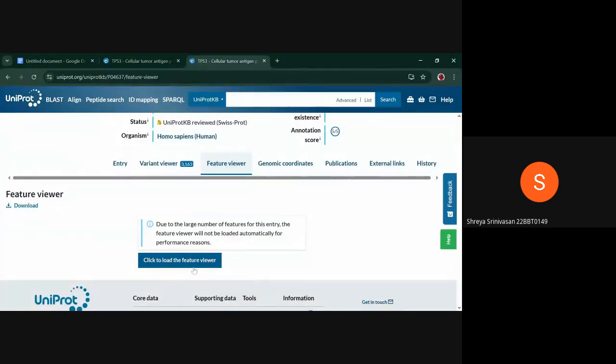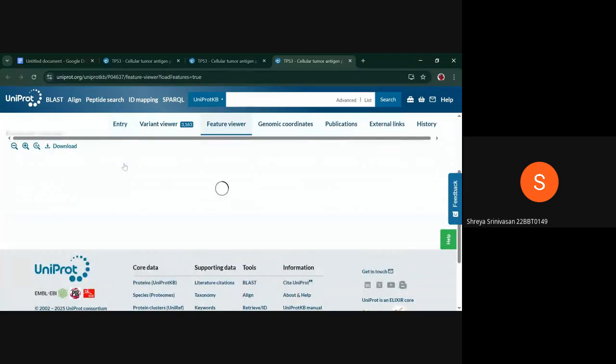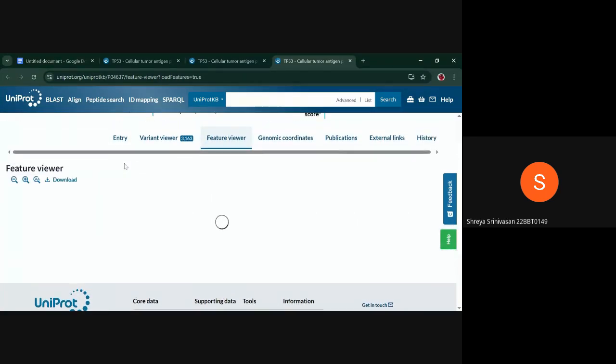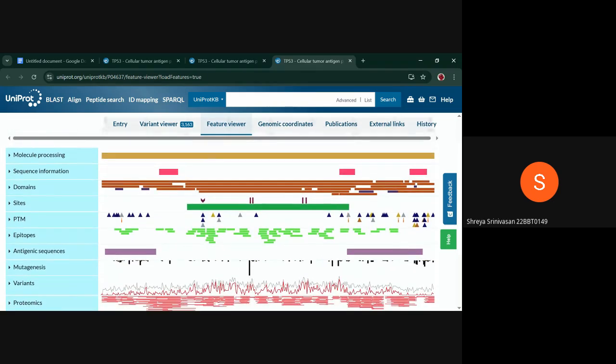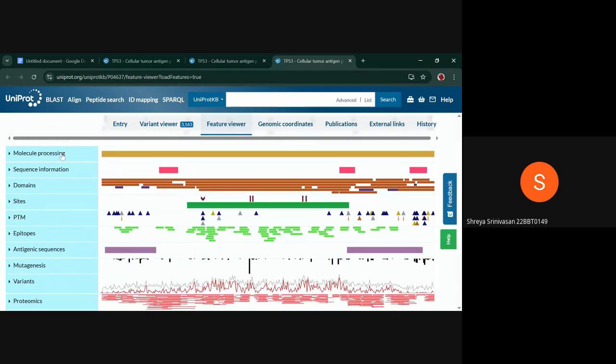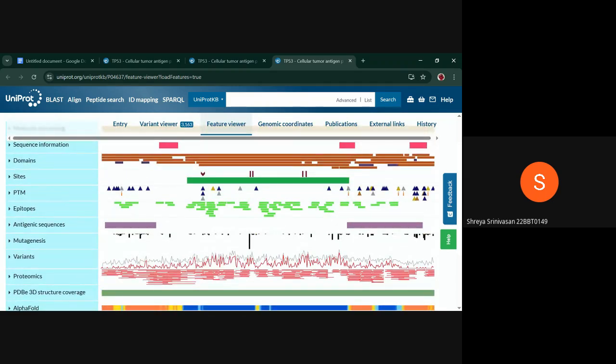Okay, again, we have a large number of features, but this has been represented in a much easier to understand manner. So you'll be able to understand what is actually being mentioned here. Now you have a lot of these over here, but we don't need all of them. We just need, say, for example, sites.